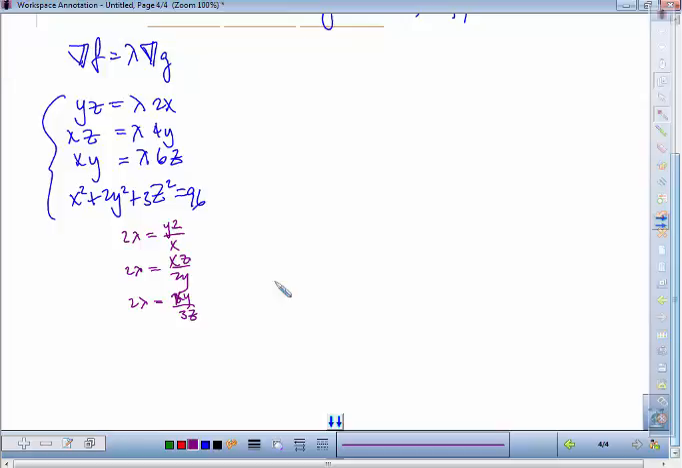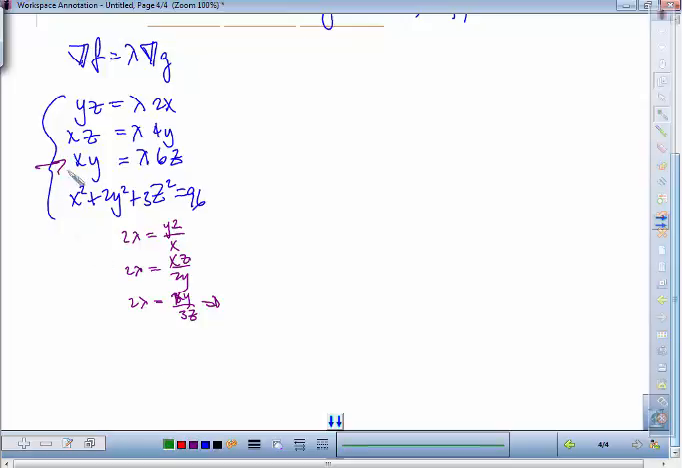Any other suggestions? Yeah, see, this is where it gets kind of crazy. Solve this one for y. Solve this one for y.